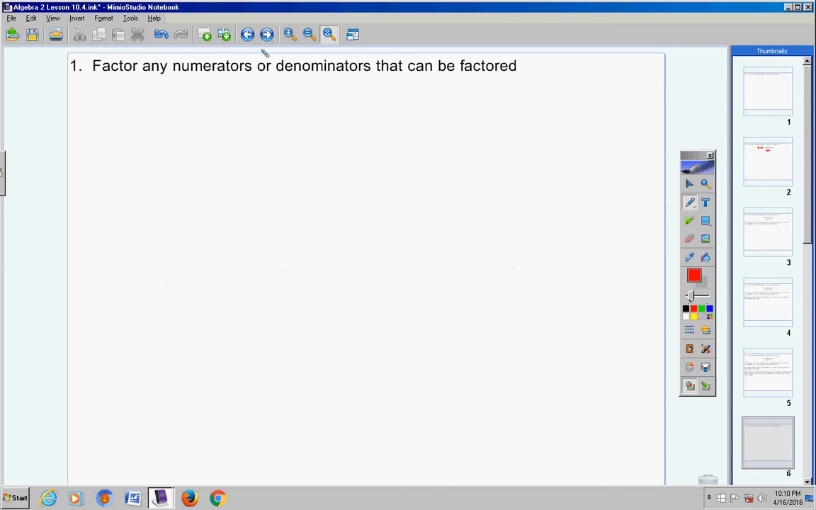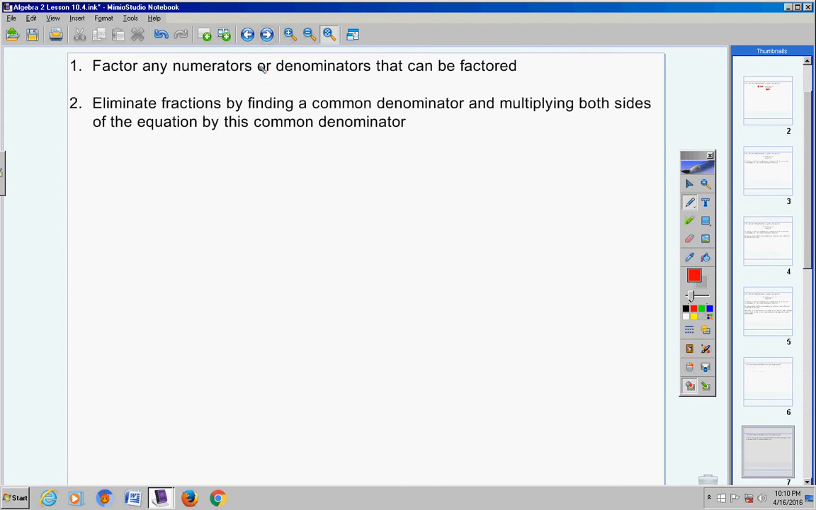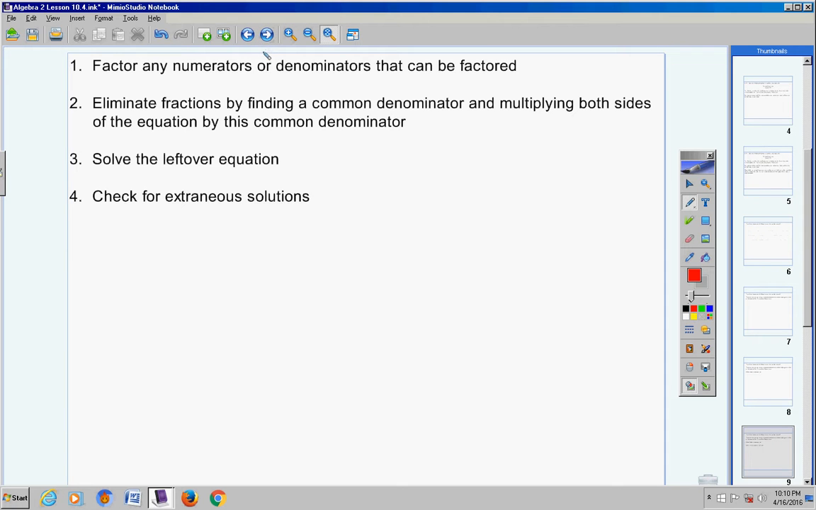Step number 1, factor any numerators or denominators that can be factored. Step 2, eliminate fractions by finding a common denominator and multiplying both sides of the equation by this common denominator. Step 3, solve the leftover equation. After you've eliminated your fractions, you're left over with an equation. Solve that equation. By the way, that equation sometimes will be second degree, third degree, it can be whatever, okay? And then lastly, step 4, check for extraneous solutions.